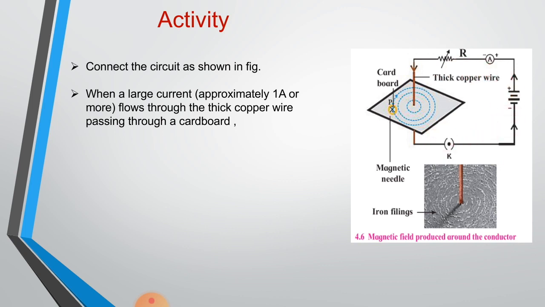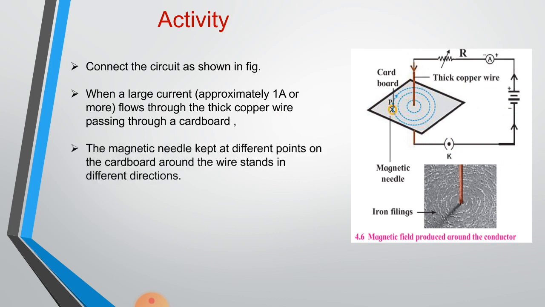Yes, so when a large current, approximately 1 ampere or more, flows through a thick copper wire passing through a cardboard. Here you can see a cardboard is placed and a thick copper wire is there. So then what happened? The magnetic needle, you can see over here, kept at different points on the cardboard around the wire stands in different directions.